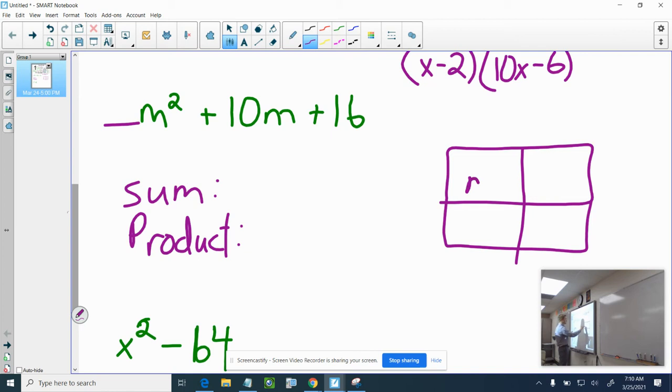I fill in the pieces of the box that I know. So m squared, first thing goes in the first box, last thing goes in the last box. And then I write down my sum. My sum is going to be 10, and the product of 1 and 16 is 16.